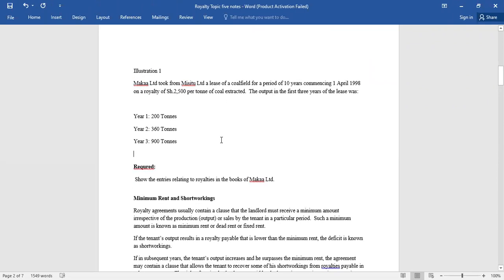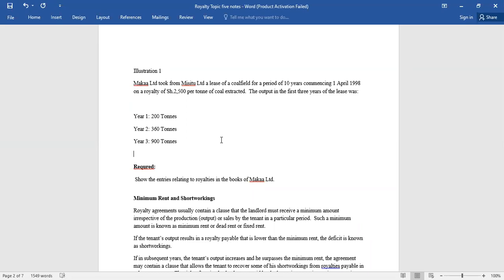Now we have an illustration here. We've been told that Makaa Limited took from Misitu Limited a lease of a coal field for a period of 10 years, commencing 1st April 1998, on a royalty of 2,500 per ton of coal extracted. The output in the first 3 years of the lease was year 1, 200 tons, year 2, 360 tons, year 3, 900 tons. And you are required to make the necessary entries in the books of Makaa Limited.